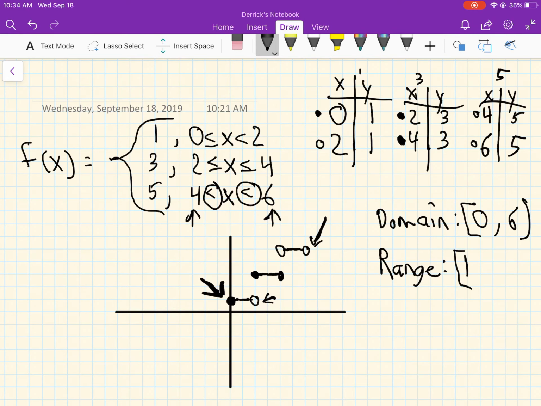Looking up here again at our high point, we're not going to use the x value. Again, it's going to be the y value, so that would be 5. Both of those points, here and here, are open dots, so it would be a parentheses.